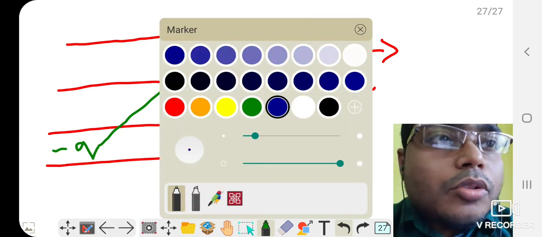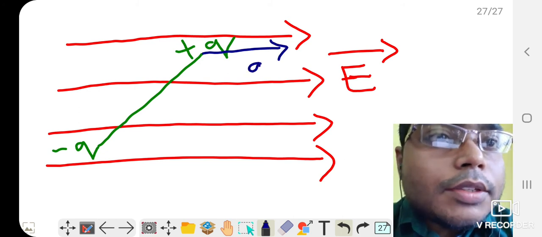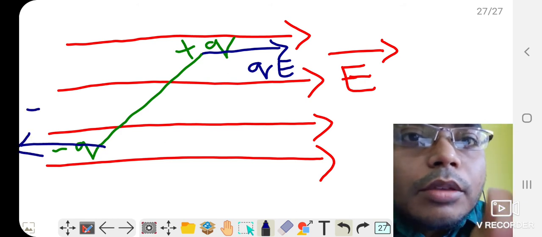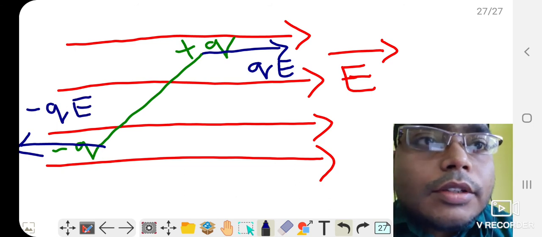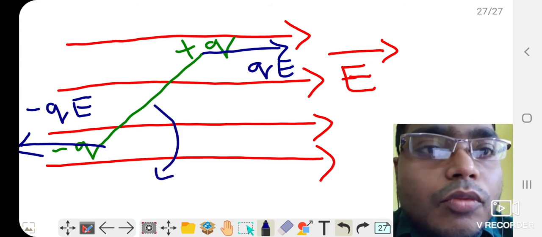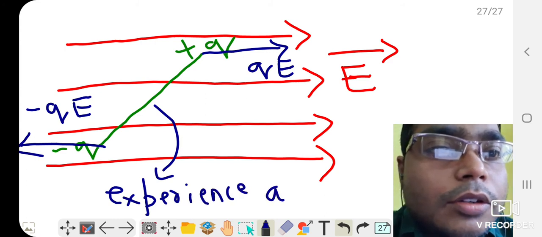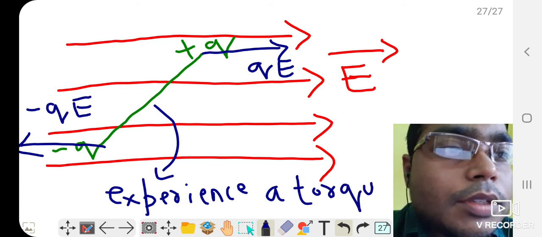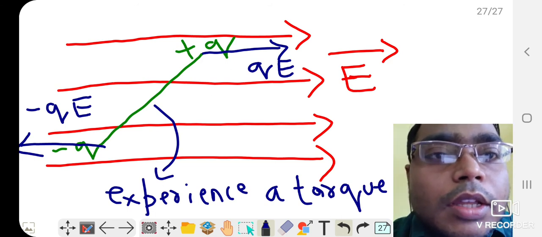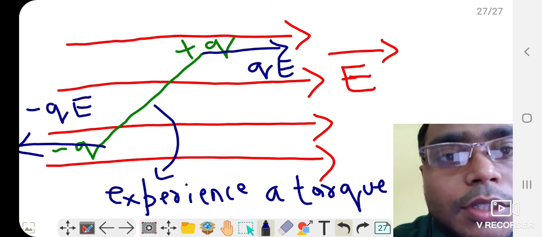So what will happen? This dipole will experience a force because of the electric field. One force will be like this, denoted by qE, and another force will be in the opposite direction, denoted by minus qE, right? Now you can see that both the forces are equal and opposite. So this dipole will experience a torque. Why will there be a torque? Because the forces are equal and opposite in direction. But what about the translational force? Is the dipole going to experience any translational force?